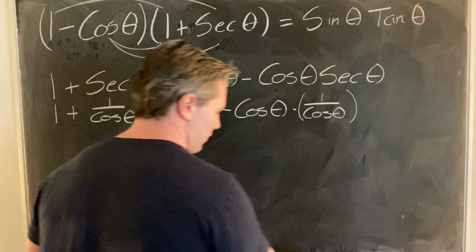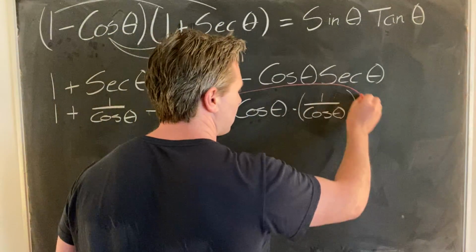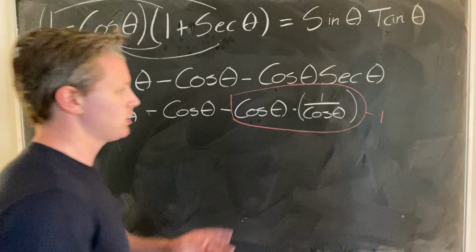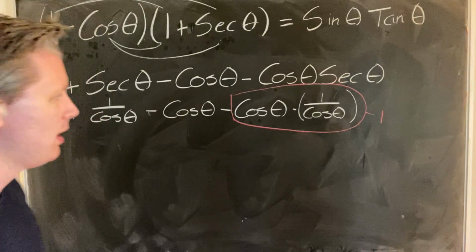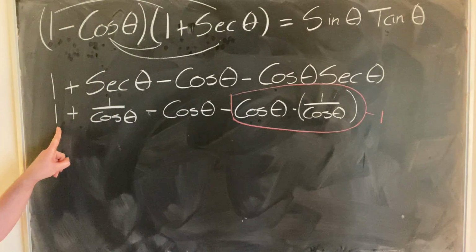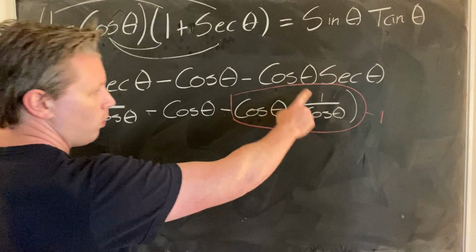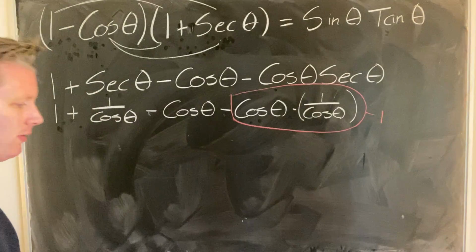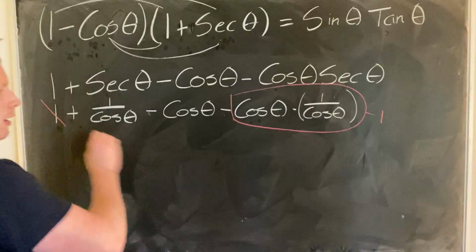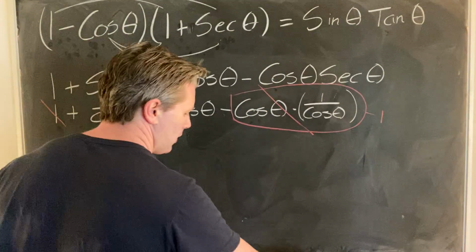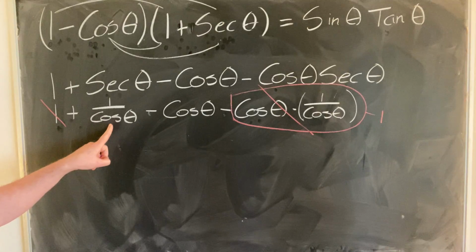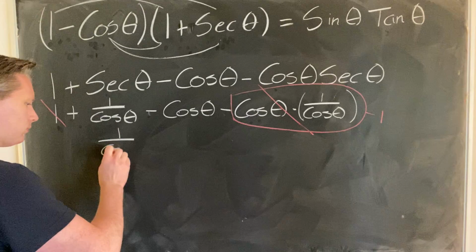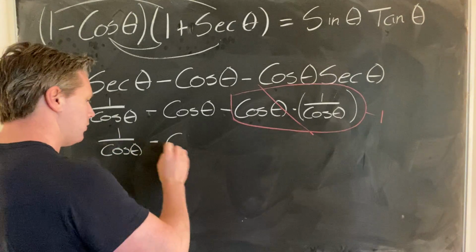And so this last term here, cosine theta times 1 over cosine theta, is just 1. And so, because I have a 1 here at the beginning, and I have minus 1 here, then this first term and this final term will cancel. So that's nice. So I'm left with 1 over cosine theta minus cosine theta.